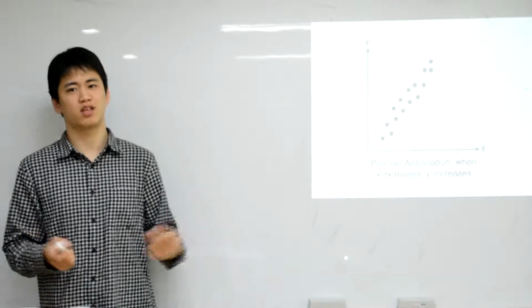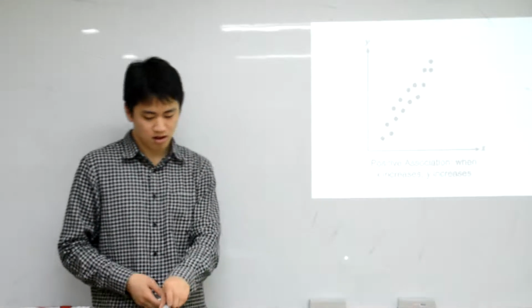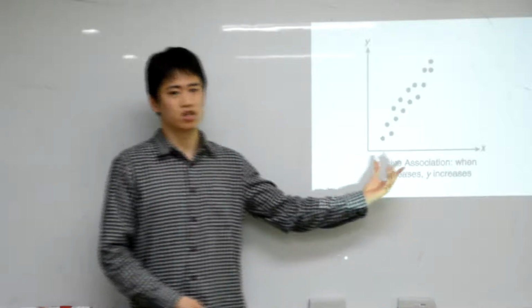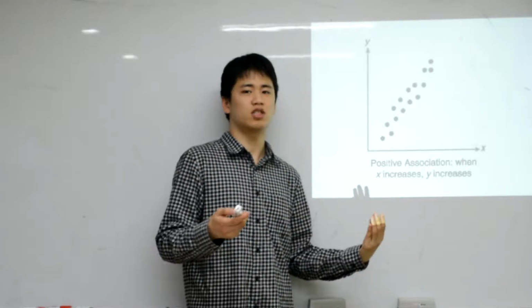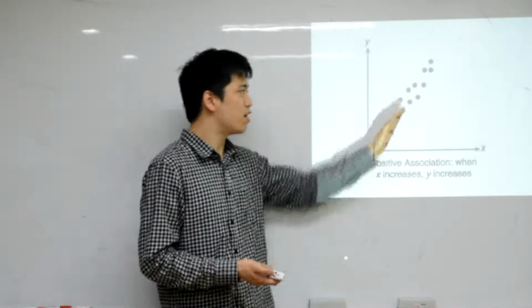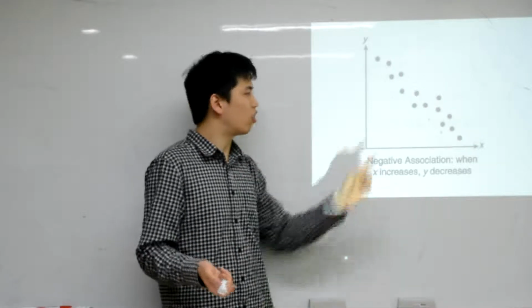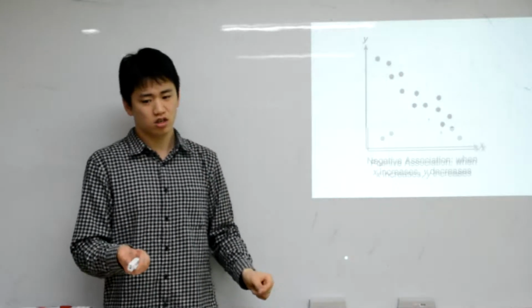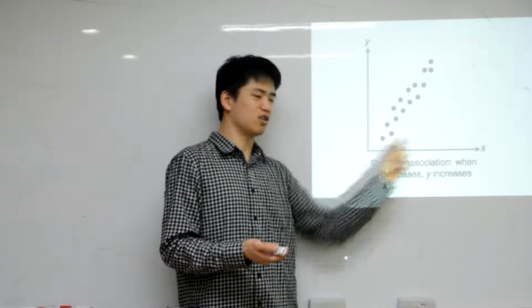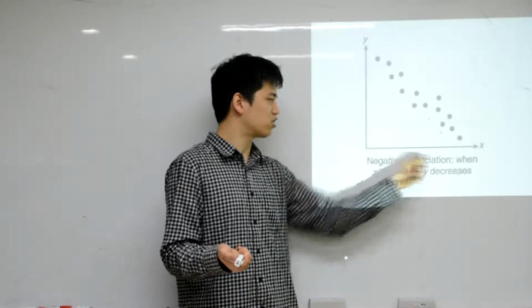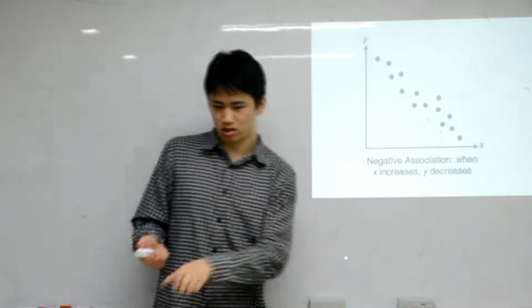We talked about cases where there's some linear relationship, right? In that case, we say there's a linear association, and when there's a linear association, there are two possibilities: either a positive association or a negative association. The positive one is obviously when x increases, y increases. Negative is when x increases, y decreases.